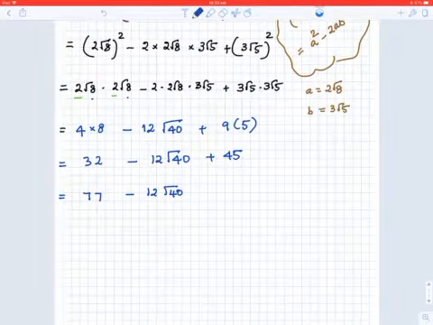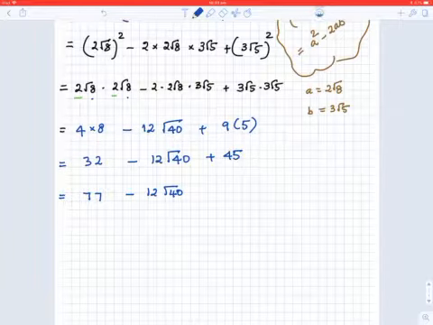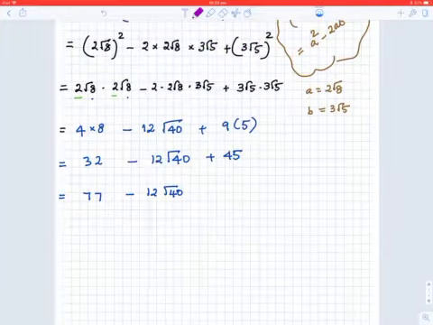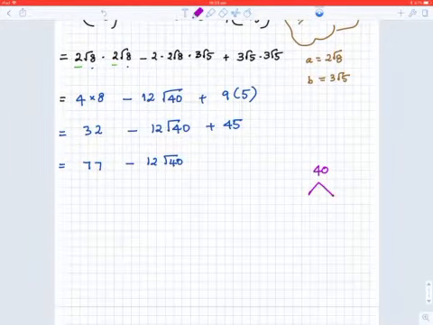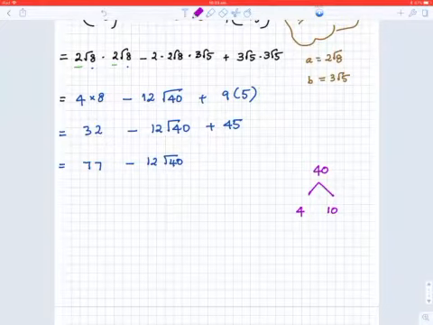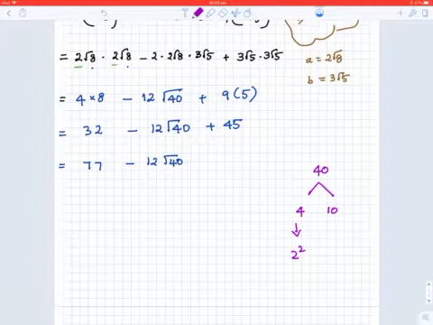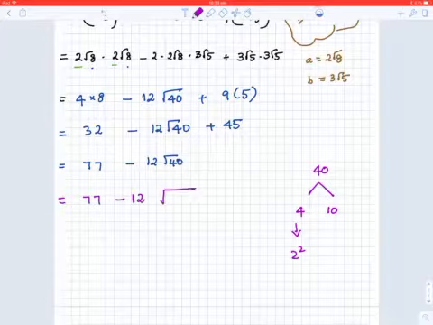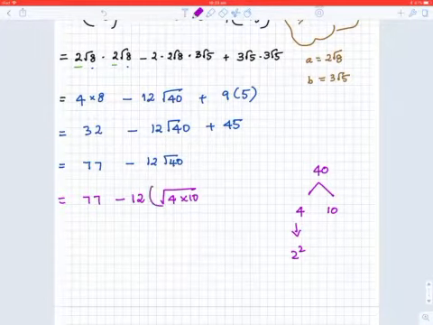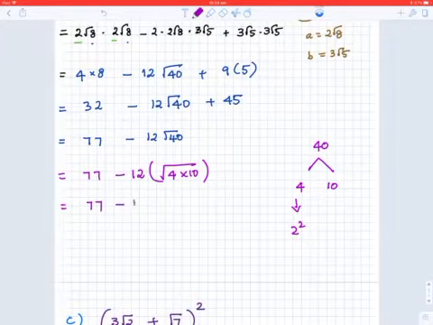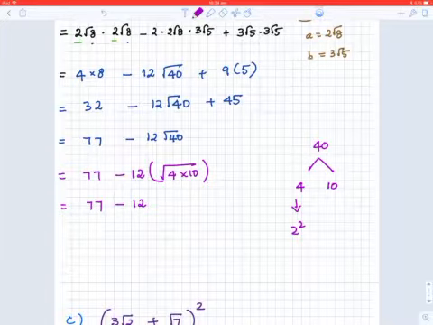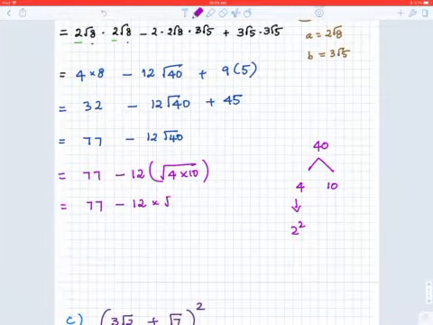Now we cannot stop like this because square root of 40 is not in simplest form. So what we have to do is take the square root of 40. I have to simplify the surd 40, and when you take the square number as a factor, it could be written like this. Okay, now the 4 is a square number, which is 2 square. So now what I'm going to do is, this take away root 40, I write it as root of 4 times 10, which is 77 minus 12.